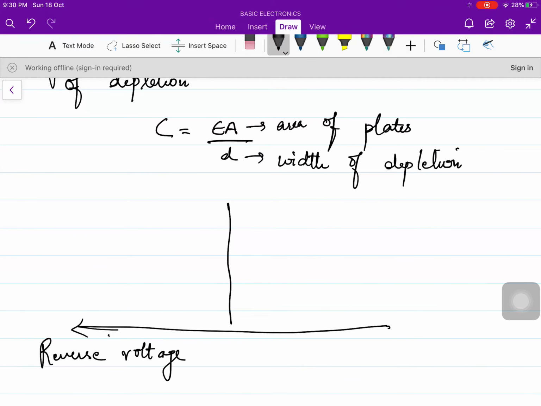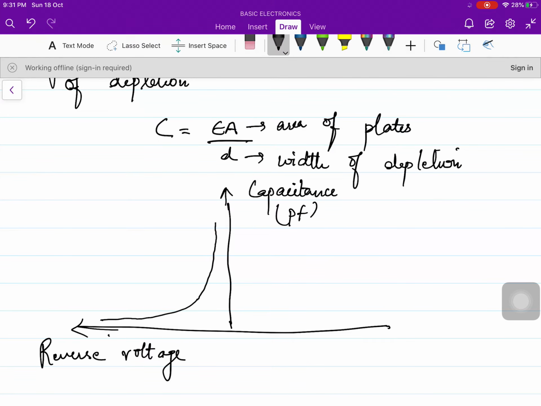this is the reverse voltage and this is the capacitance. It is usually written in terms of picofarad. So as you increase the reverse voltage, the capacitance will decrease. When the reverse voltage was less, the depletion layer was less and the capacitance was at its maximum. When you increase the reverse voltage, the width of the depletion layer increases, and hence the capacitance decreases, as you can see from the above formula also.